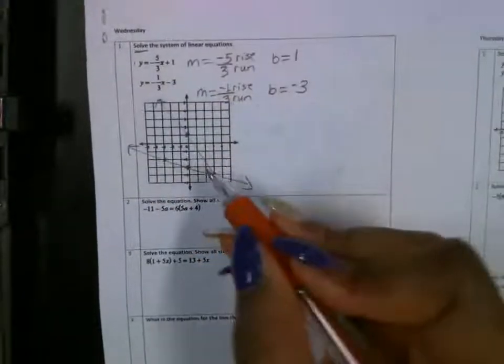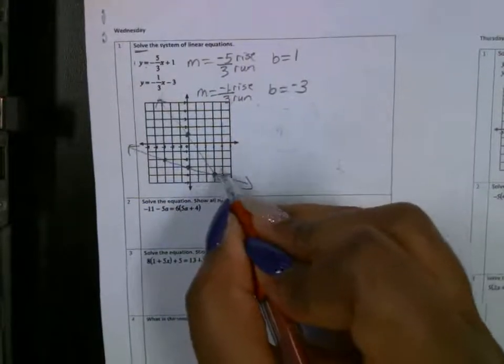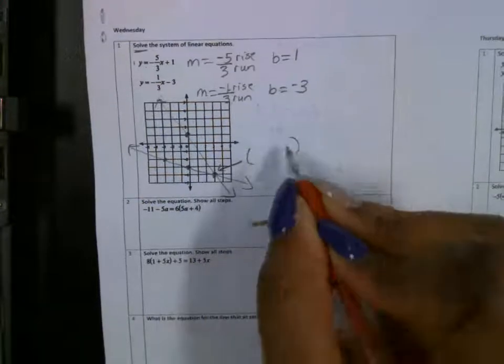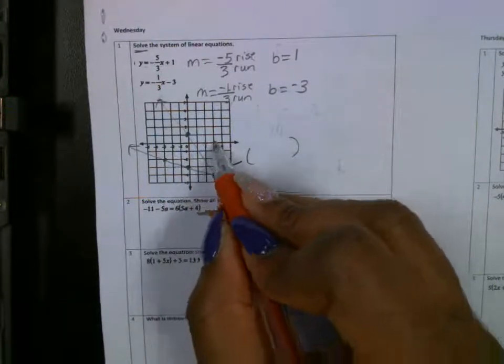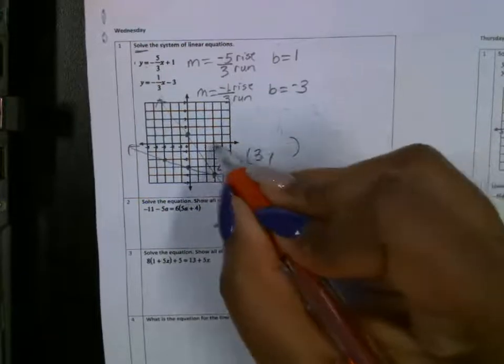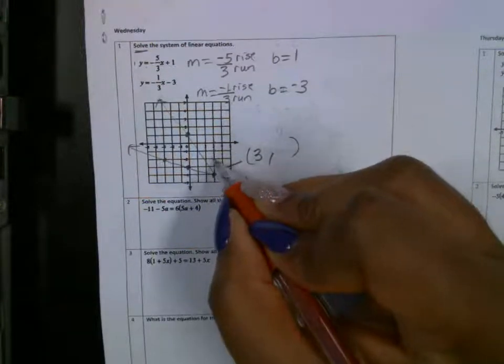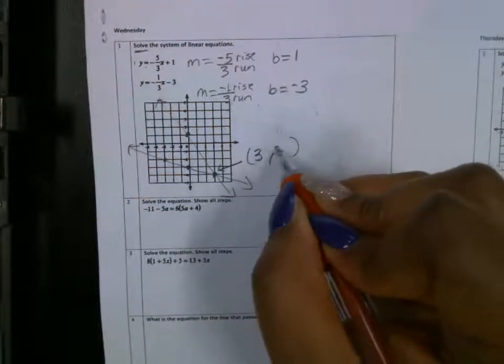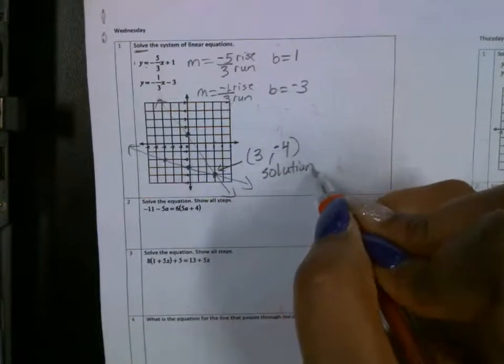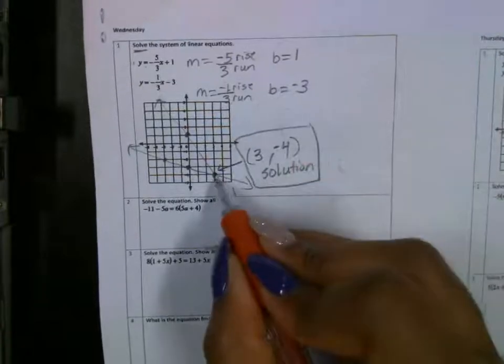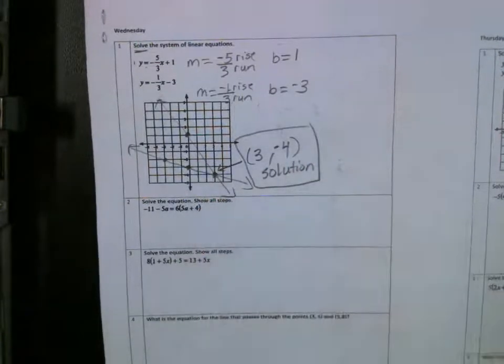Okay, where these lines cross, this right here is the solution. This ordered pair is +3, down 1, 2, 3, 4. So that's -4. This is my solution, because this is where the 2 lines cross each other. Okay.